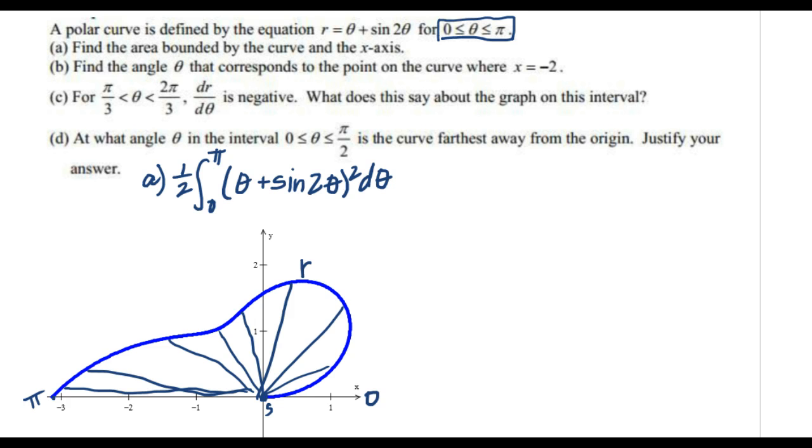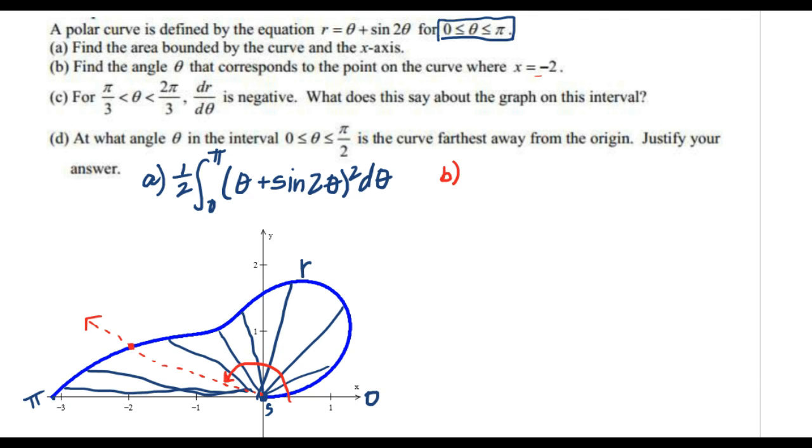So now for part B. Find the angle theta that corresponds to the point on the curve where x equals -2. So we have to remember that these polar curves, even though the points on them are polar coordinates, we're still on an xy plane. As you can see, here's a little x, here's a little y. And this -2 corresponds to a particular point on the polar curve, and points on the polar curve correspond to a particular angle. That's what this question is asking me to find. What is the angle that corresponds to the point on the curve when the x value is -2? So how are we going to find this angle is the question.